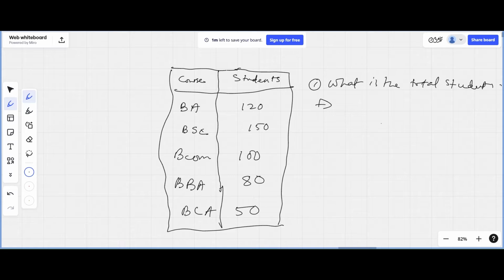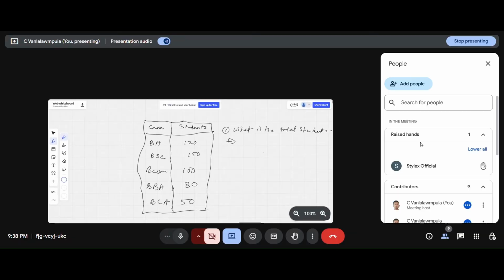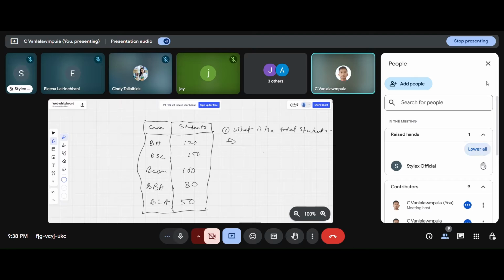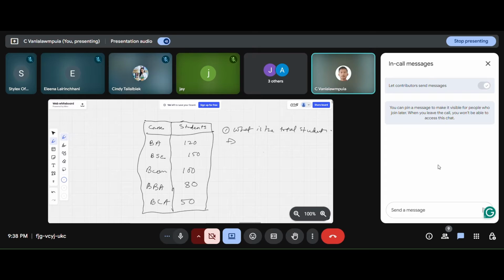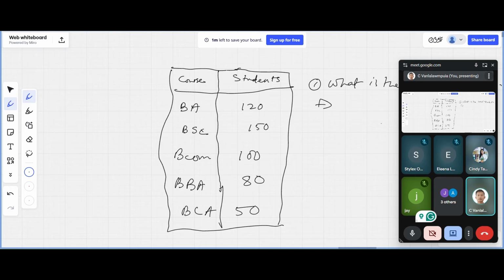I'm waiting. Total number of students. Give me in the chat box. You need to be fast even in calculating. Total number of students. What is it?